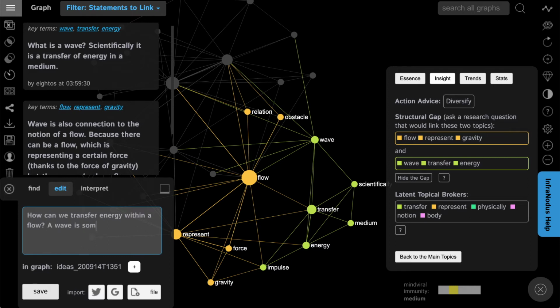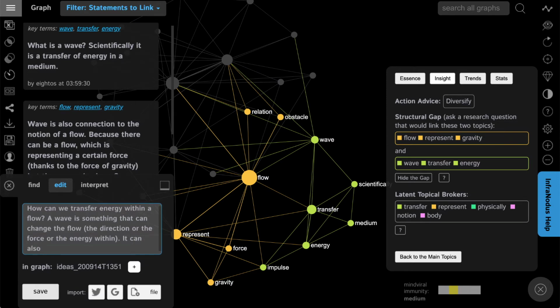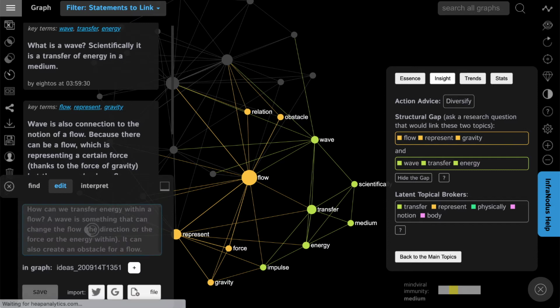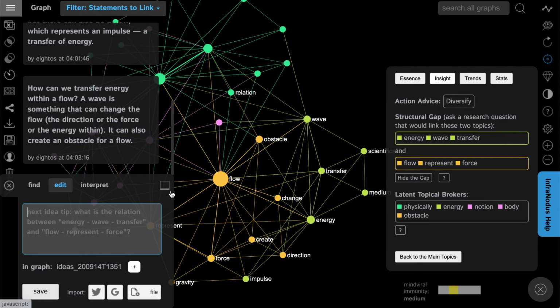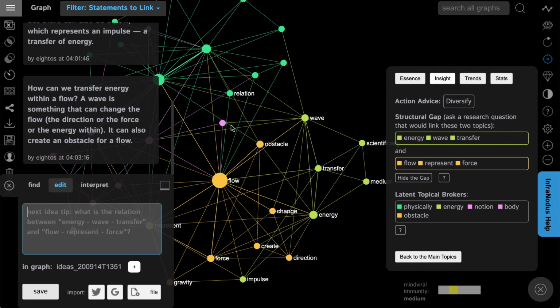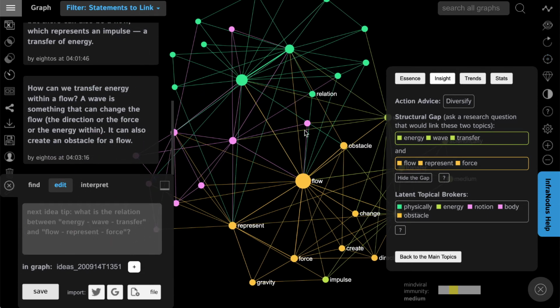A wave is something that can change the flow, the direction or the force or the energy within. It can also create an obstacle for a flow. Okay, we add this. So now we're really expanding on the subject.